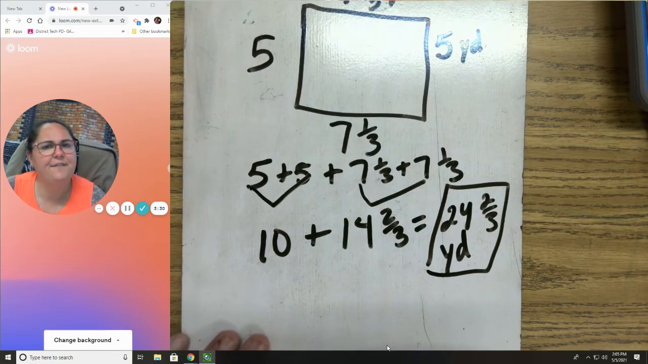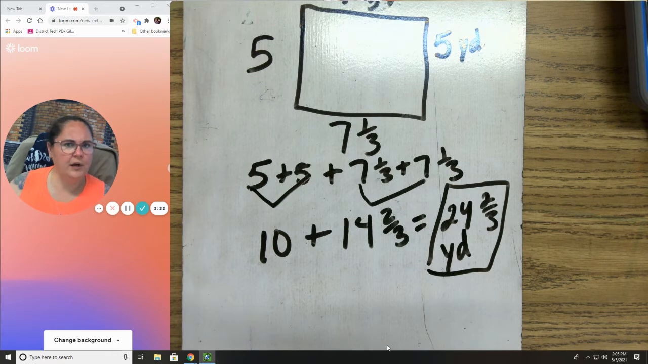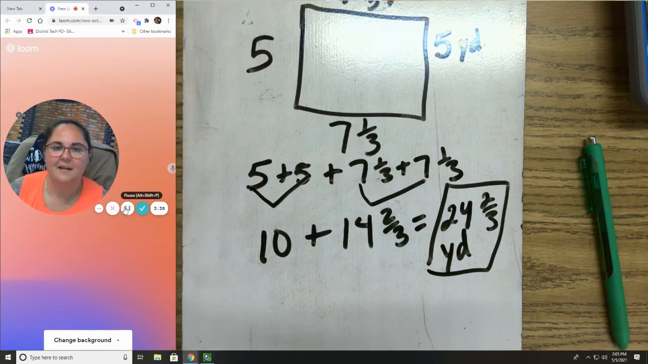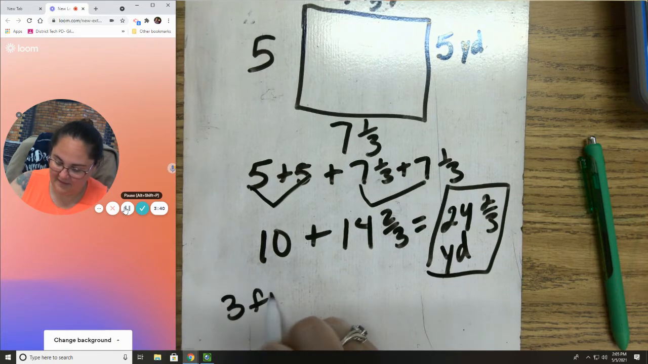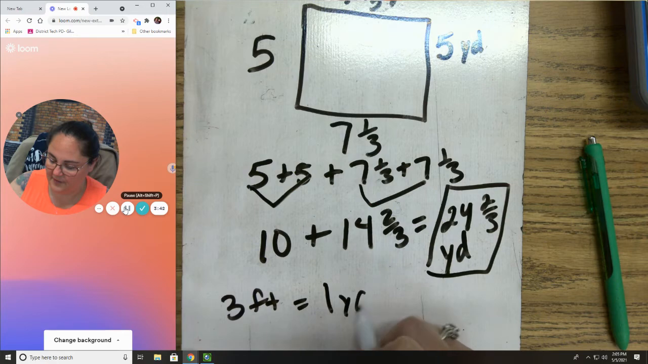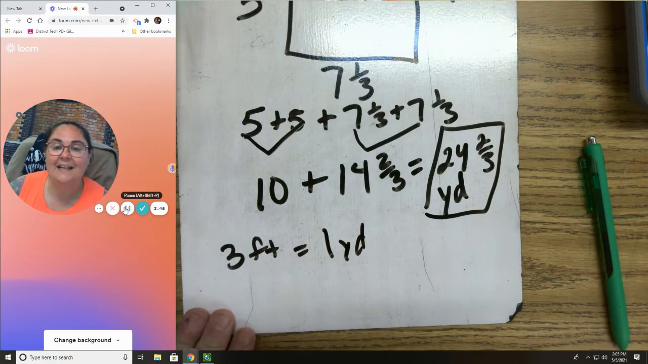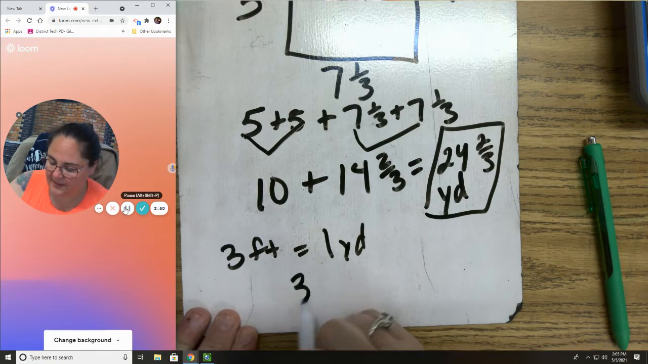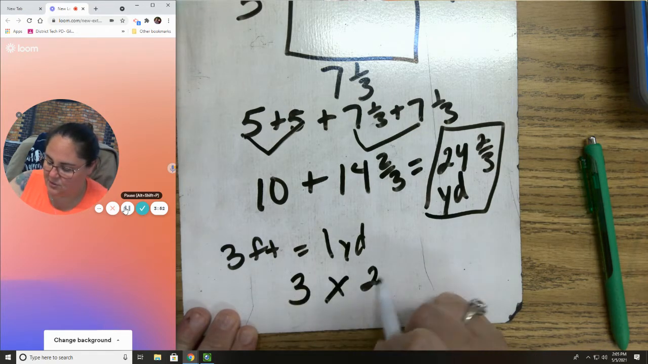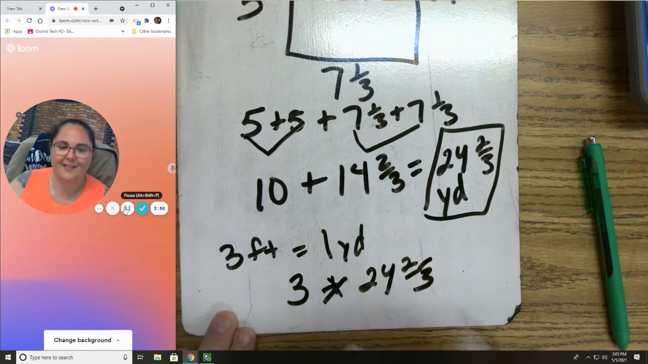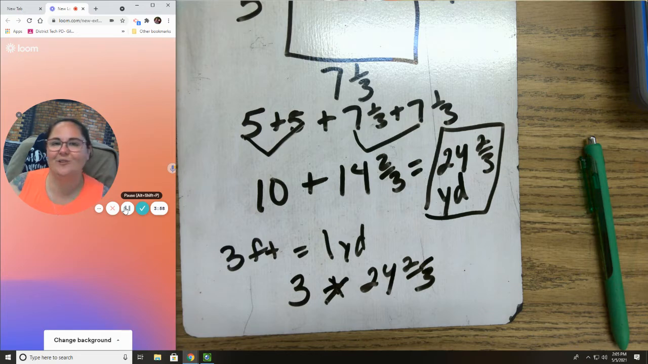So how many feet are in 1 yard? There are 3 feet in 1 yard. So that means I need to take this answer and I need to multiply by 3. So what is 3 times 24 2/3? Do the math. What is 3 times 24 2/3?